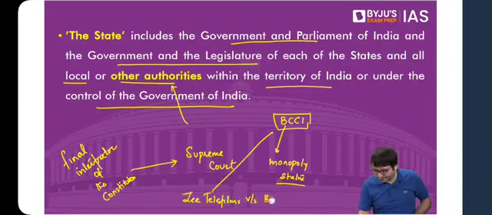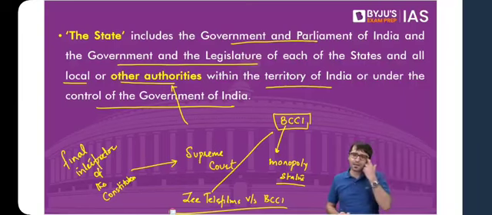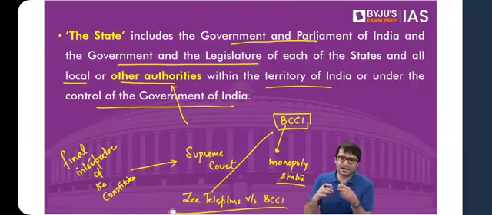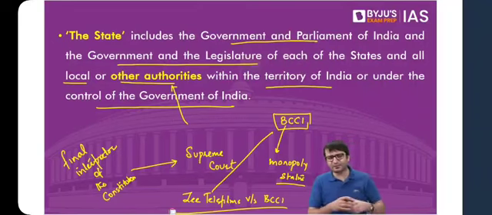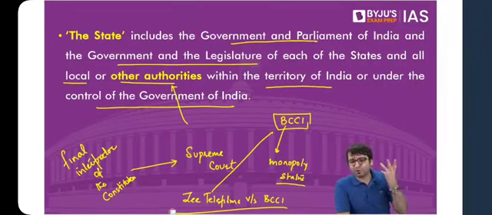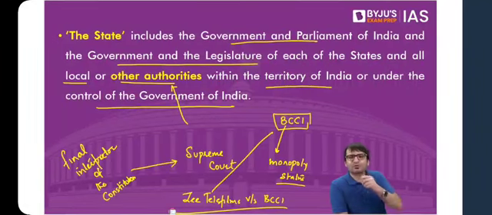Zee Telefilms versus BCCI. BCCI had to award a contract to broadcasters who would broadcast Indian cricket matches, or those matches which will be played in India. Zee Telefilms was also a bidder. Zee Sports. Star was also a bidder. Other channels were also bidders. They wanted to bid for the broadcast rights. Ultimately, Zee lost this bid.